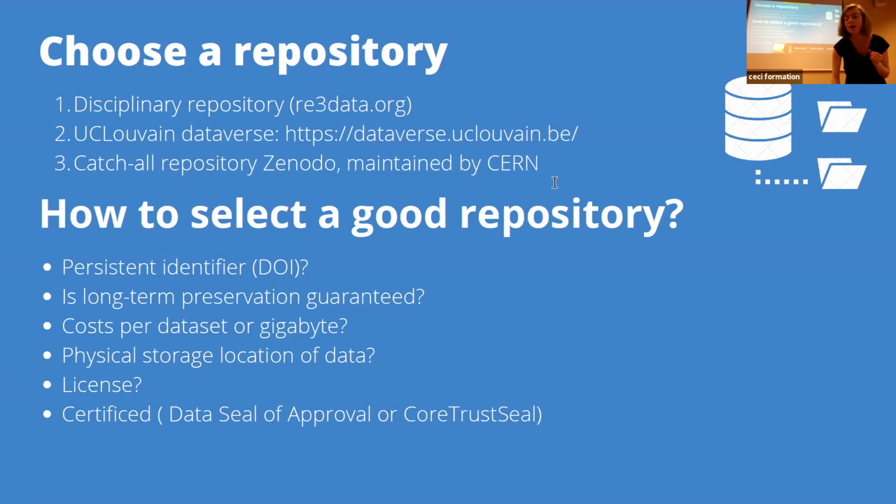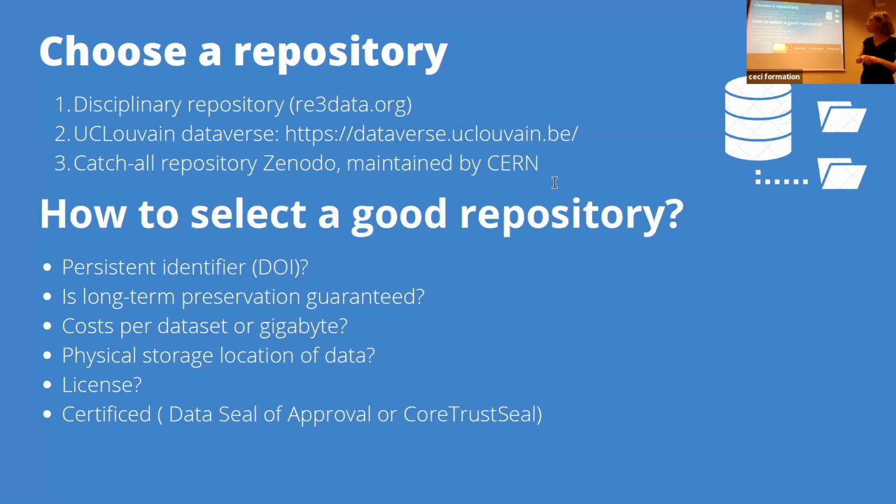Now, to choose a data repository. In the literature, the first advice is to look for a disciplinary repository. To do so, you can go on Re3data, type one of your research keywords, and see whether there are good data repositories for your discipline. But if there are not, you can, of course, ask your colleagues whether they know a good data repository.